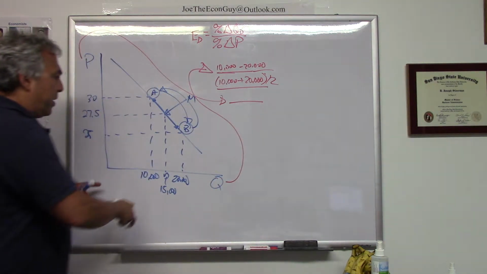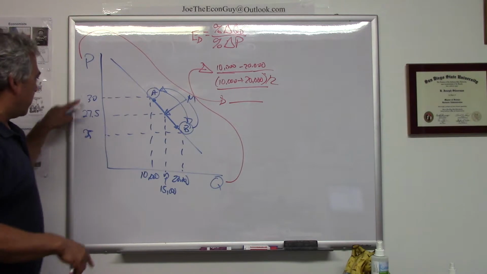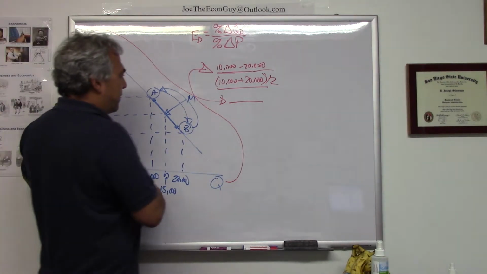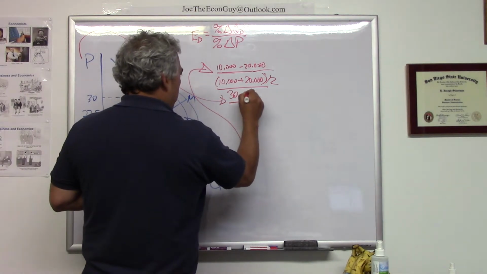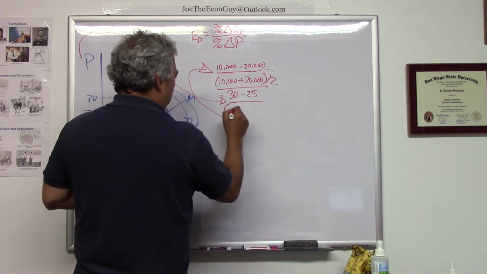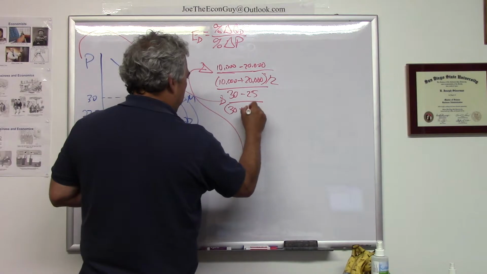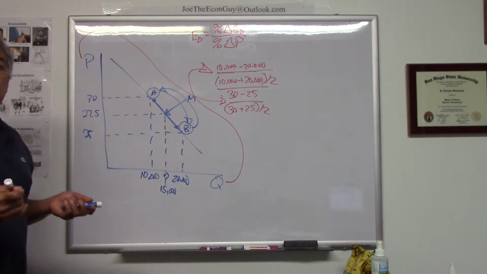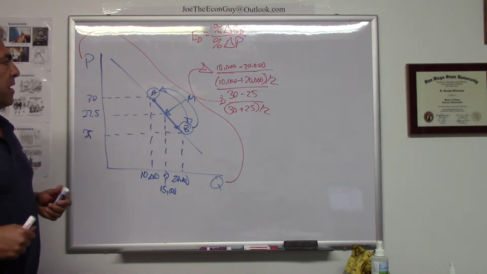And then over here, we've got our quantities. Now we're going to take our prices. At a quantity of 10,000, we've got a price of 30. So we've got 30 minus 25 divided by 30 plus 25 divided by 2. All right, so the next thing I would do is go ahead and simplify as much as possible.